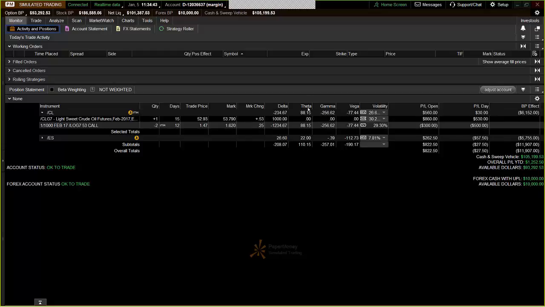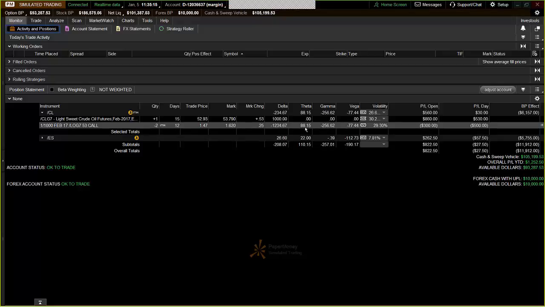So every day that goes by, the guy that I sold this contract to, I sold 2 of these contracts to some guy that wanted to buy 53 calls. Every day that goes by, his contract is worth less because, just like the insurance company, he's got less time to be right. So the time value is the Theta. And the guy that bought this is paying me $88 a day for the privilege of having this on.